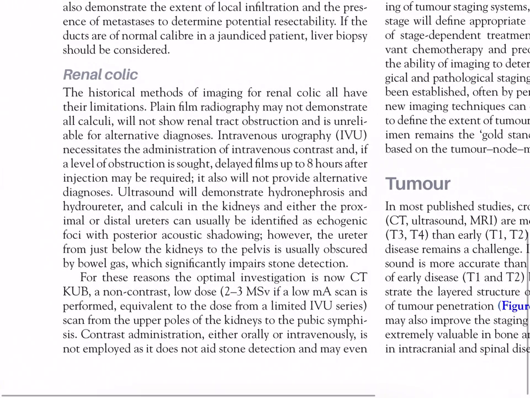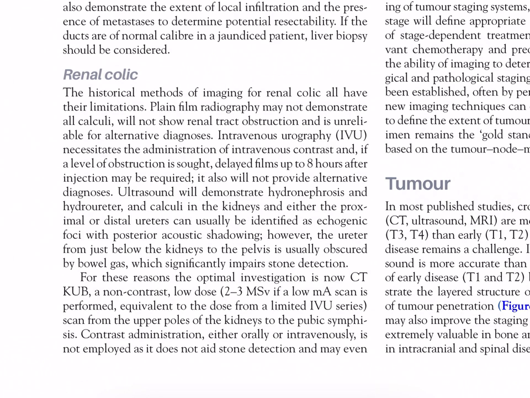Renal colic. The historical methods of imaging for renal colic all have their limitations. Plain film radiography may not demonstrate all calculi, will not show renal tract obstruction, and is unreliable for alternative diagnosis. Intravenous urography, IVU, necessitates the administration of intravenous contrast, and if a level of obstruction is sought, delayed films up to 8 hours after injection may be required. It also will not provide alternative diagnosis.